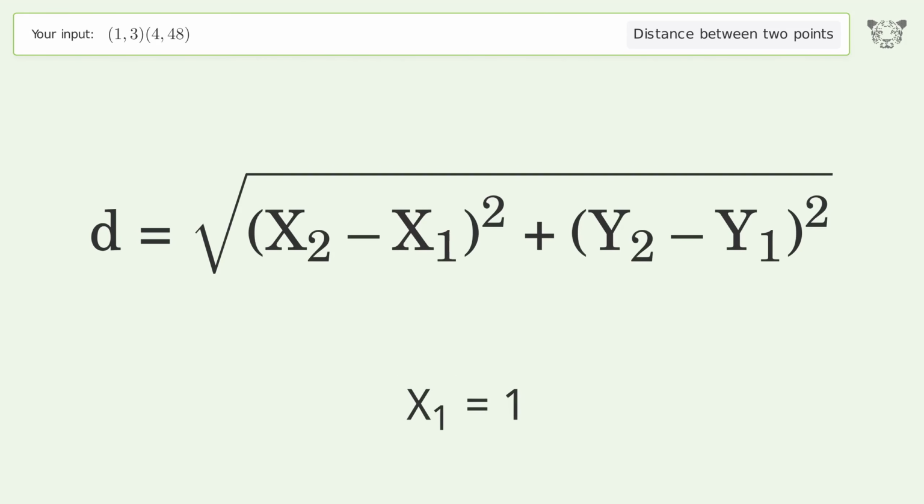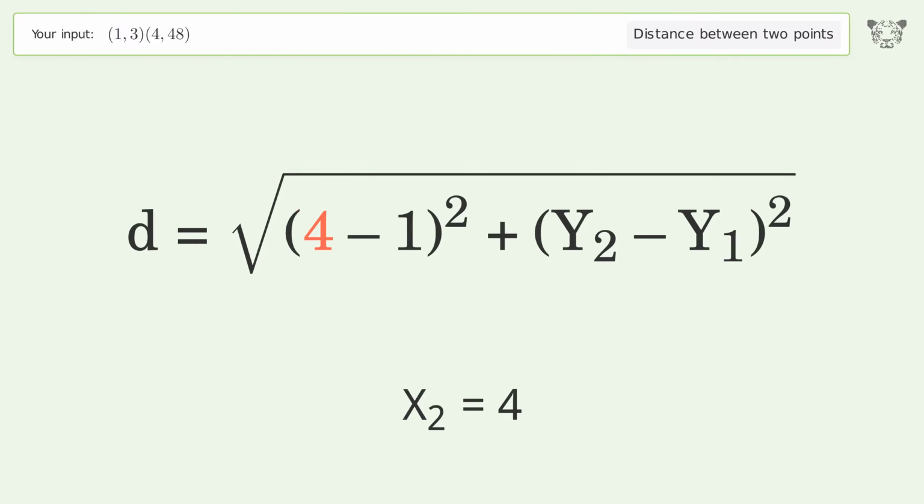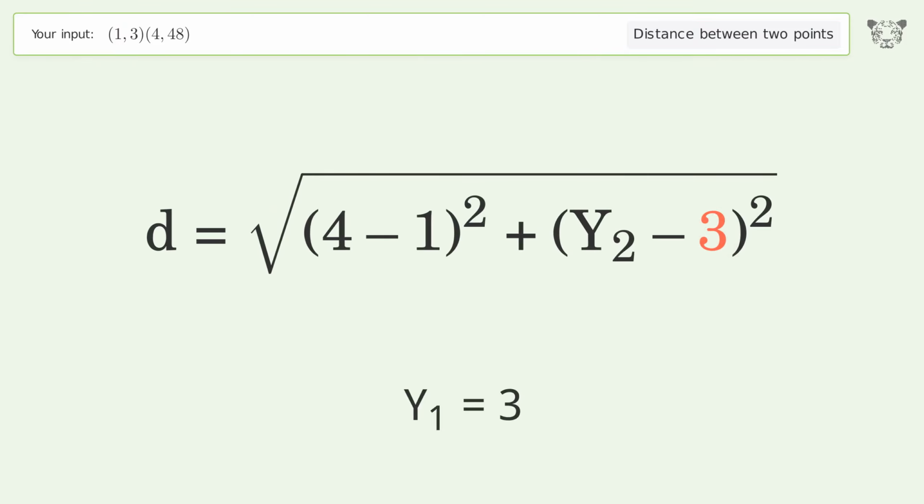x1 equals 1. x2 equals 4. y1 equals 3. y2 equals 48.